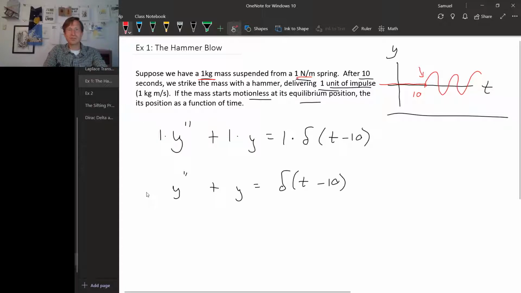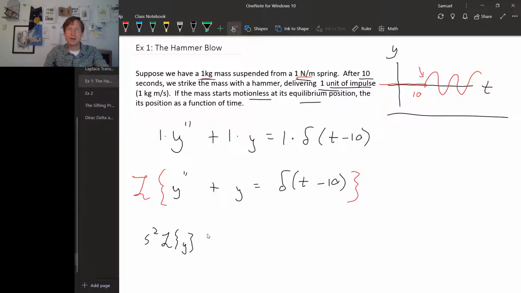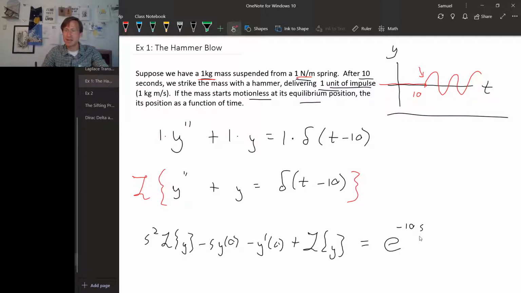Now we can take the Laplace transform of everything in sight and do our usual thing for solving a differential equation. We get the Laplace transform of y double prime, that's s squared times the Laplace transform of y, minus s times y of 0 minus y prime of 0, plus the Laplace transform of y, equals the Laplace transform of delta of t minus 10. And this is e to the minus 10s.